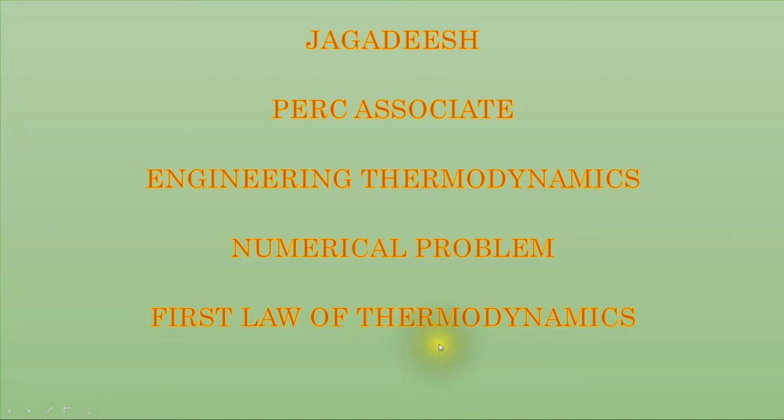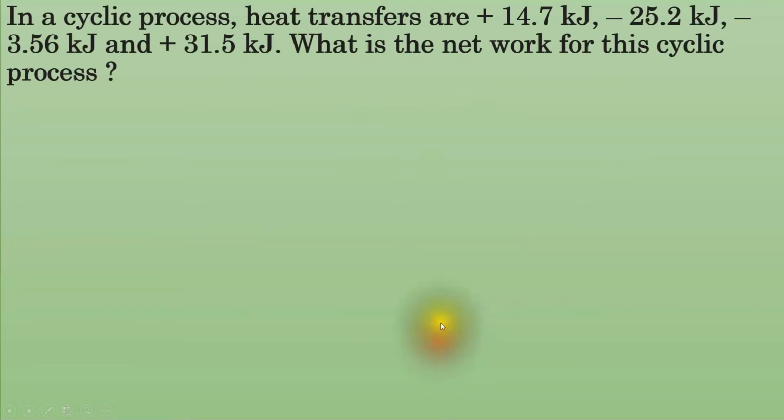So let's begin. First, I will read the question. In a cyclic process, heat transfers are plus 14.7 kilojoule, minus 25.2 kilojoule, minus 3.56 kilojoule, and plus 31.5 kilojoule. What is the net work for this cyclic process? So this is the question.